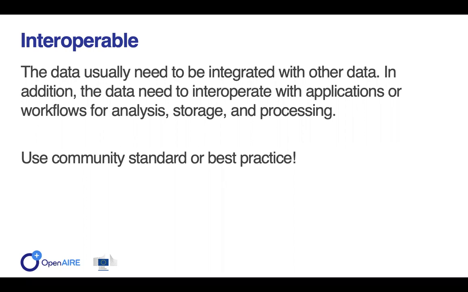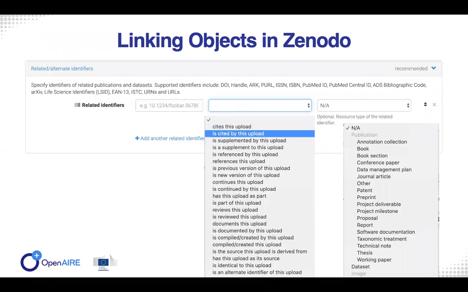Some repositories also give you some extra tools that you can use to allow for a larger interoperability. For example, in Zenodo, you are able to link other digital objects. So you can provide the identifier, not necessarily a DOI, but you can also provide a handle or another kind of ID for your resource. Then you can describe what kind of resource you are linking.